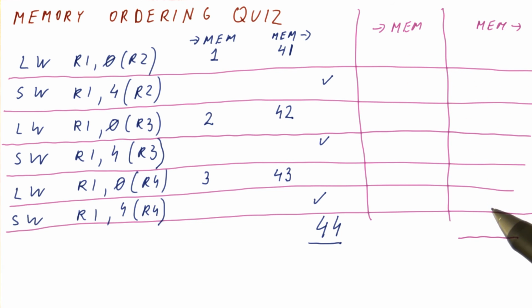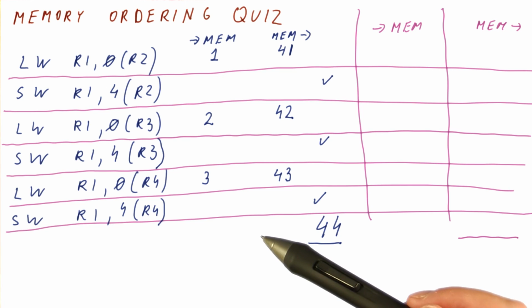Your task is to figure out when is each of these instructions sent to memory, and when do we get the result from memory, and what's the final cycle count if we do things in order. So if loads and stores have to happen in order.